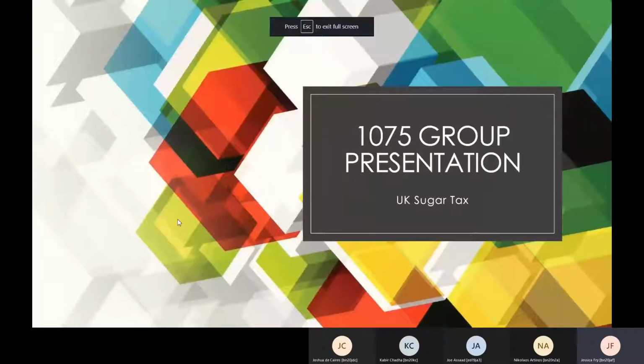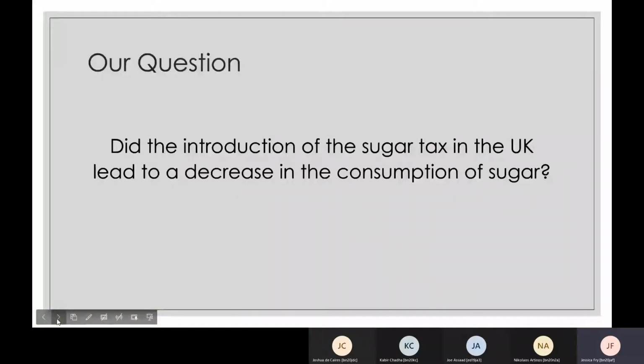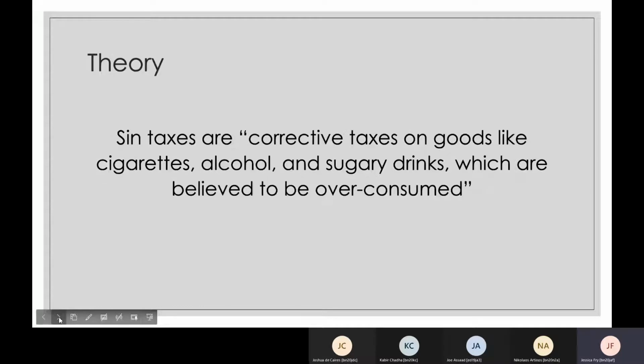For our presentation, we chose the topic of sin taxes, and in particular, the sugar tax in the UK. Our question was, did the introduction of the sugar tax in the UK lead to a decrease in the consumption of sugar? We split the question up into different sections: theory, the benefits to society, the benefits to the government, the analysis of the sugar tax in the UK, and a counter-argument of why it wasn't effective.